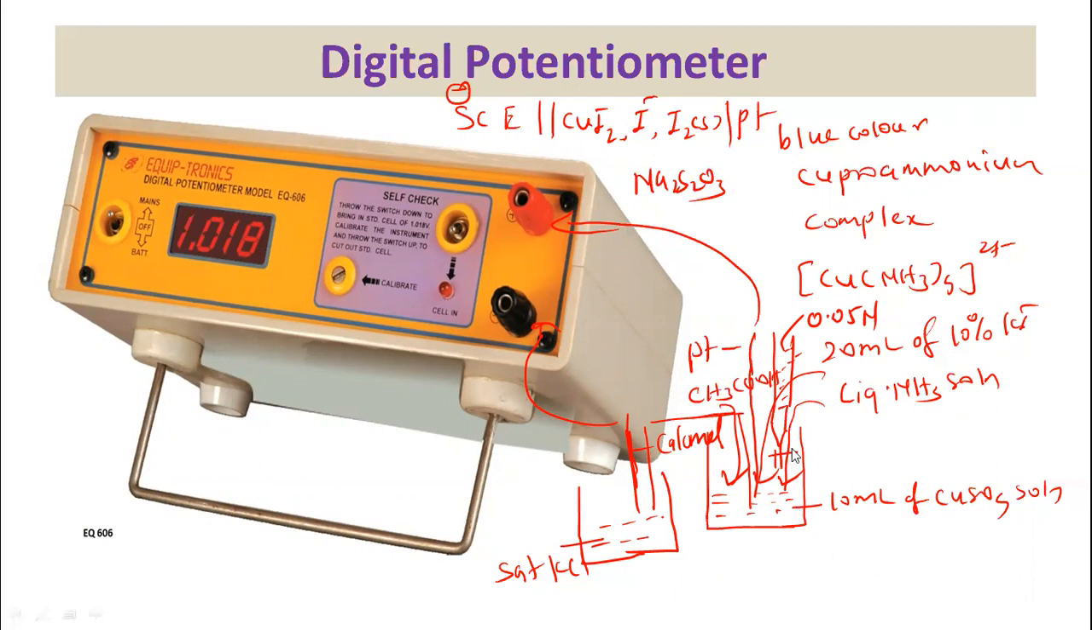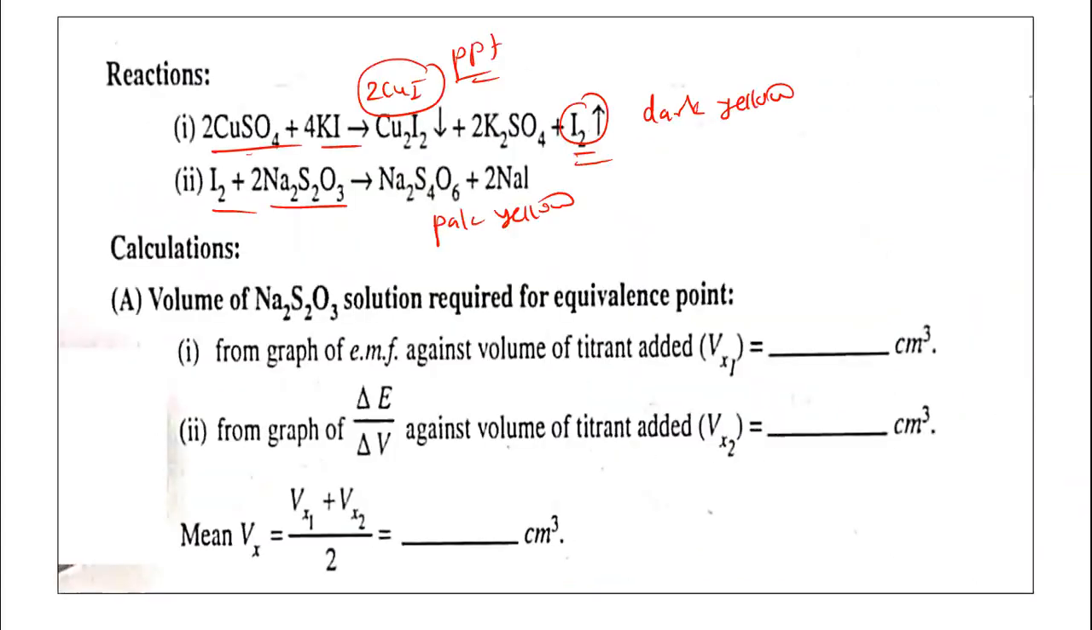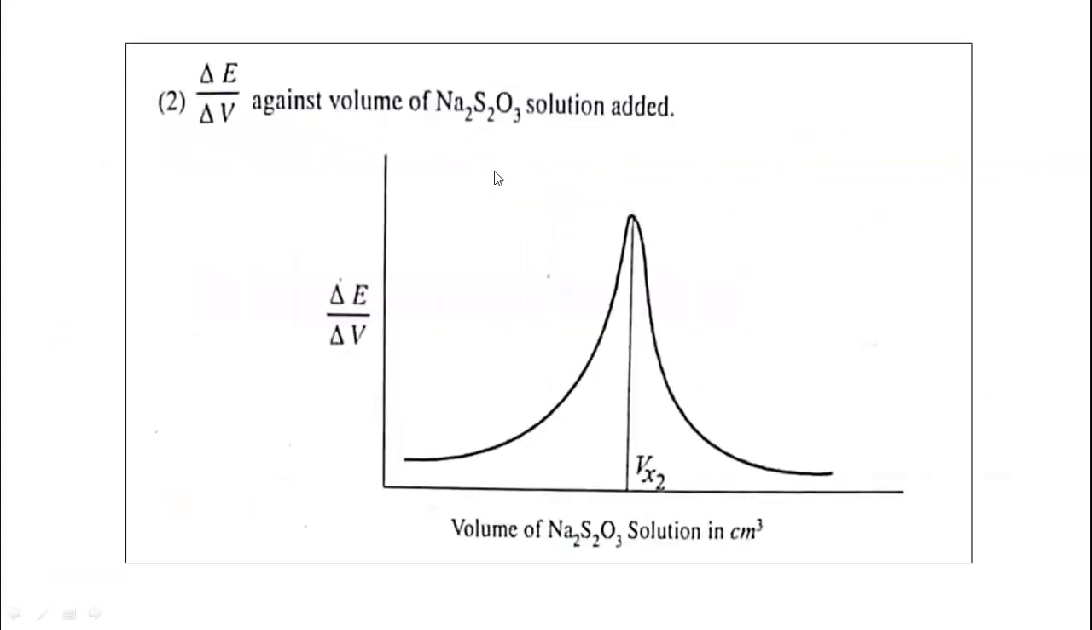So when we are going to add the KI solution here, this reaction takes place. You can see this. Copper sulfate reacts with KI solution and formation of this precipitate. Cuprous iodide precipitate is formed here, and I2 is liberated here. And due to the liberation of the I2, the solution has dark yellow color. Okay. And the EMF of the cell is going to be decreasing here.